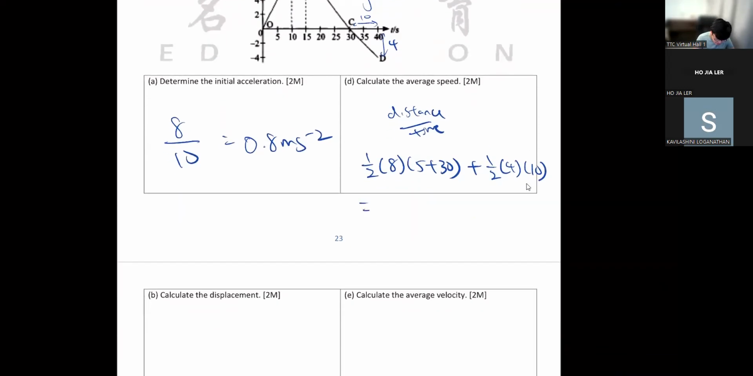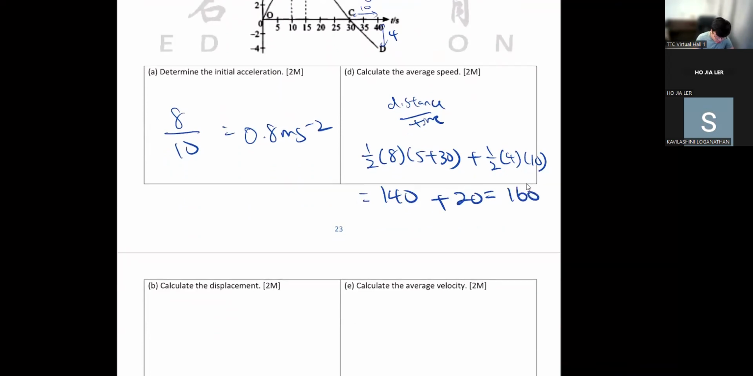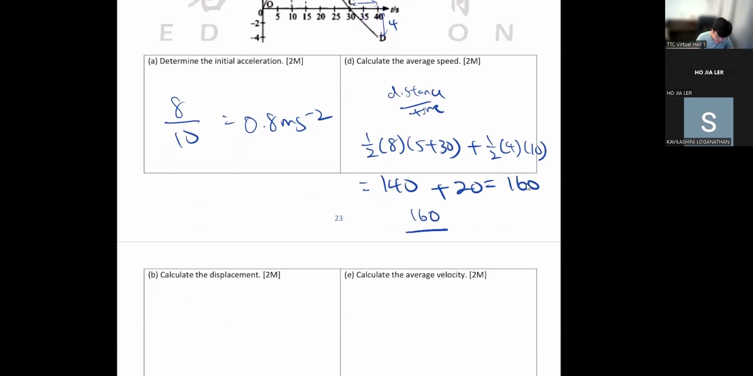So this would be 140 plus 20, so 160. So the total distance is 160. So 160 divided by the total time. The total time is 40 seconds. So you get 4 meters per second. Whoa, this is a long question. This is seriously a long question.